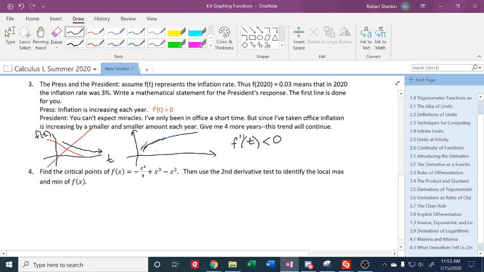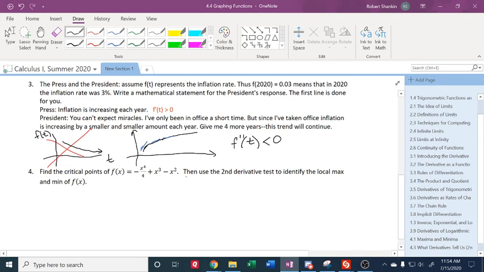What he's really saying is about the second derivative. Now, the second derivative has to do with the change not in f, but the change in the slopes. The slopes are getting smaller and smaller. In other words, about f, when f double prime is negative, we are concave down. So he's saying, oh, it's concave down.